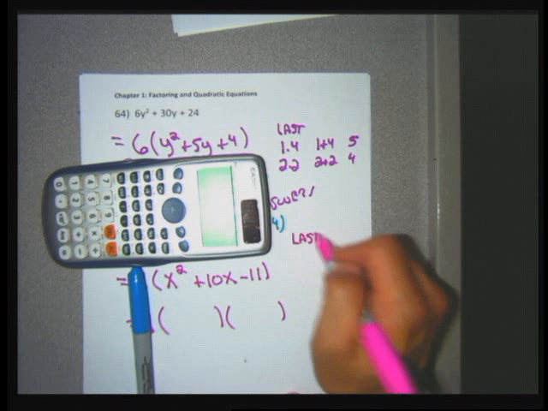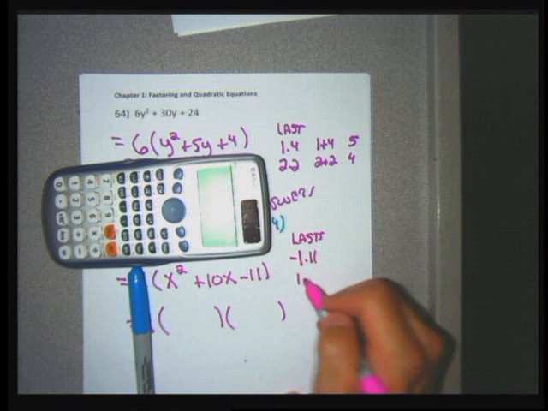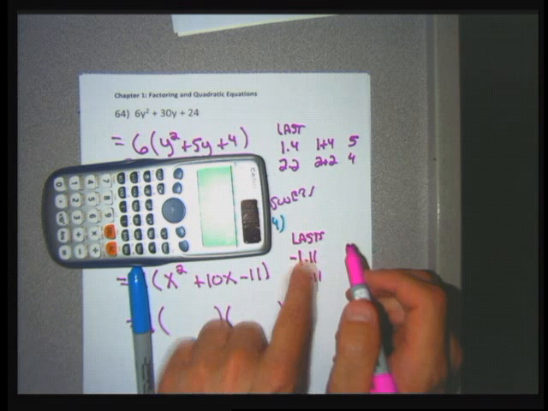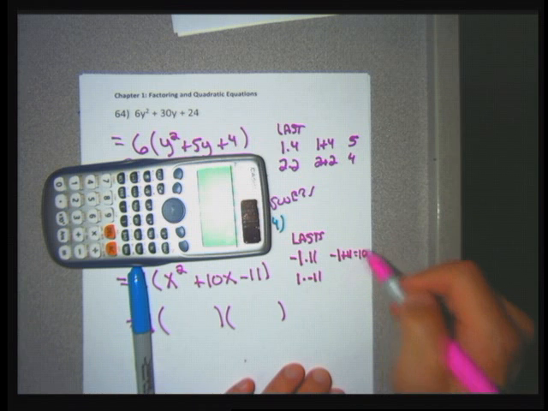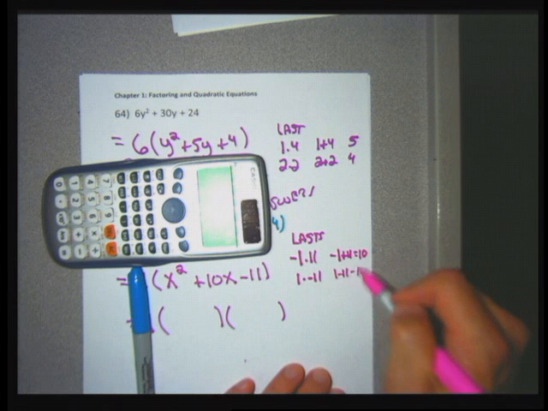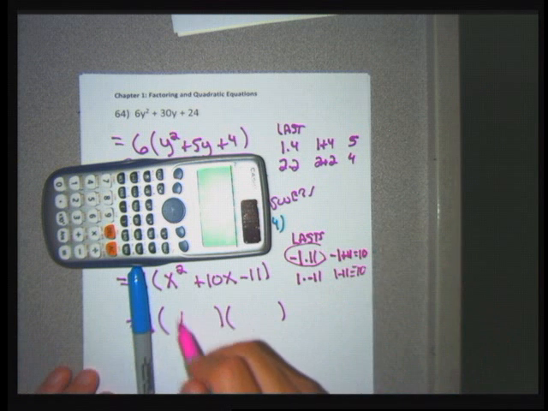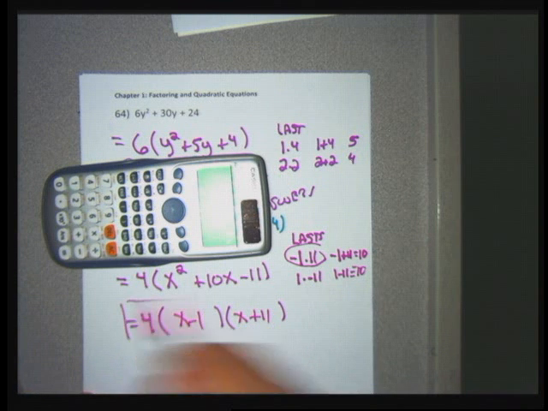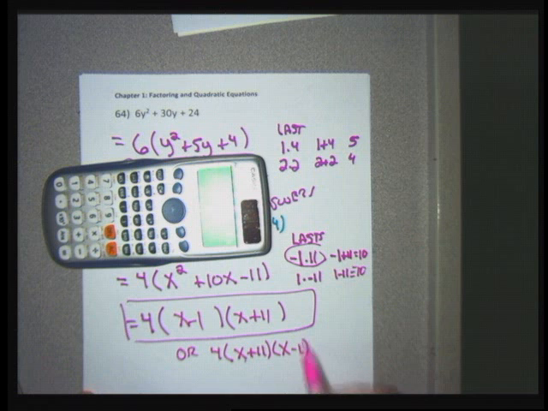So my lasts have to be multiplied to be minus 11. They could be minus 1 and 11, or they could be 1 and minus 11. Because I was going for a positive 10, I knew this had to be the pair, which means I need to simplify negative 1 plus 11, which is positive 10, 1 minus 11, which is negative 10. The pair I need are this pair. When I factor that, I'm going to go x minus 1 and x plus 11, and my answer is going to have that 4 in it. So that would be a good answer, or you could write 4 times x plus 11 times x minus 1.